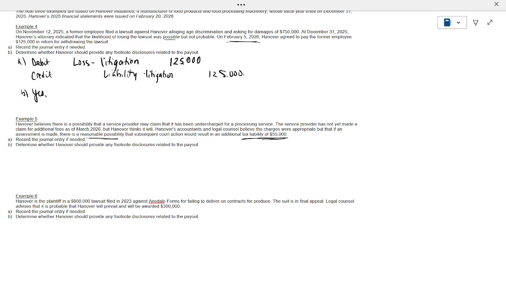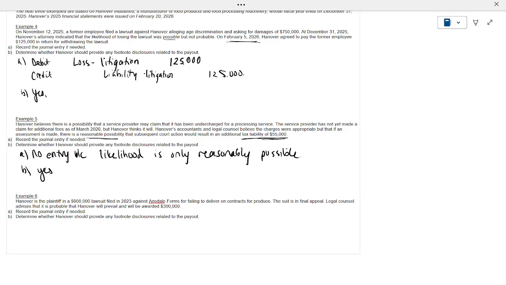Record the journal entry if needed. No entry, because the likelihood doesn't reach that probable threshold. Should the company provide any footnote disclosures? Yes, we saw earlier that if it reaches that reasonably possible threshold, we should tell investors what we know, a little bit about the nature of this potential payout. We may have to pay out taxes of $55,000 in the future based on something that happened during this fiscal year.